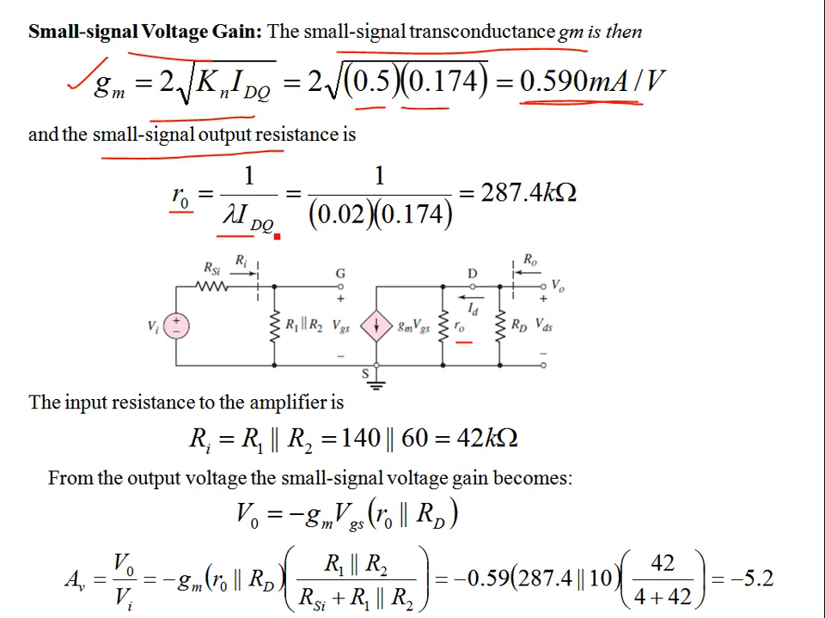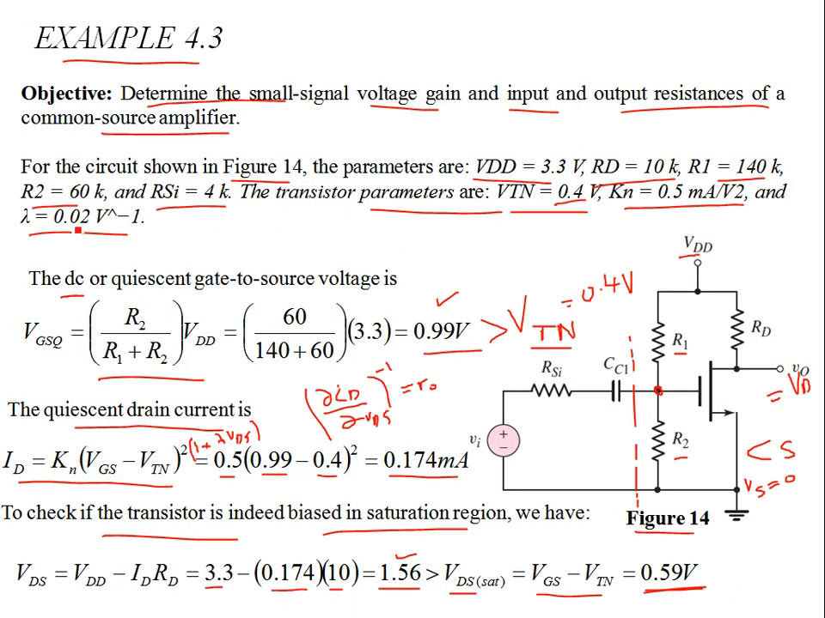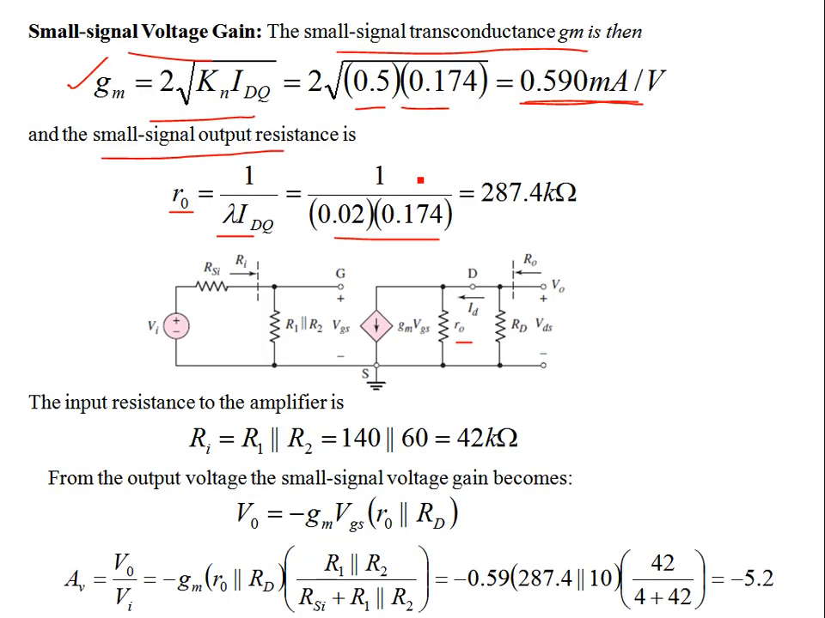We have done that before. Just watch some previous videos, and you will find that this is equal to 1 over lambda IDQ. Lambda was given to you before in this problem as 0.02. Just plug those values in to find the output resistance of the MOSFET. Then R0 in parallel with RD is your output resistance. The input resistance of the amplifier is R1 parallel R2, which is 140 parallel 60, and that comes to 42 kilo ohms.